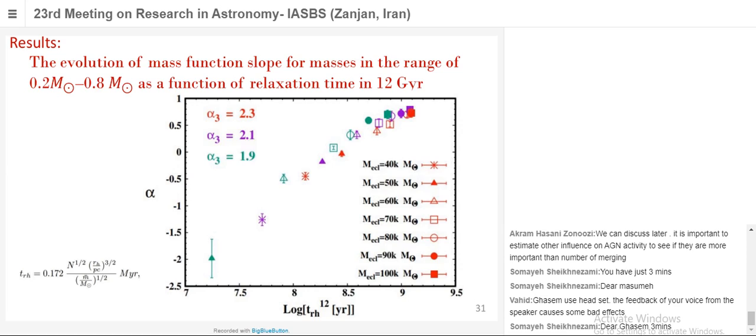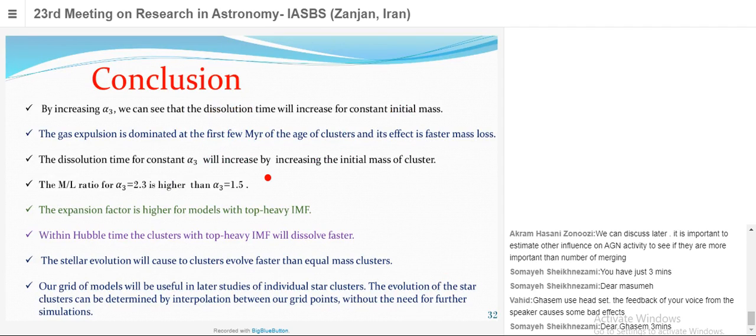Also here we plotted the slope of the mass function as a function of the relaxation time. In summary, by increasing alpha 3, we can see the dissolution time will increase for constant initial mass. The gas expulsion is dominant in the first few megayears. The dissolution time for constant alpha 3 will increase with increasing initial cluster mass.